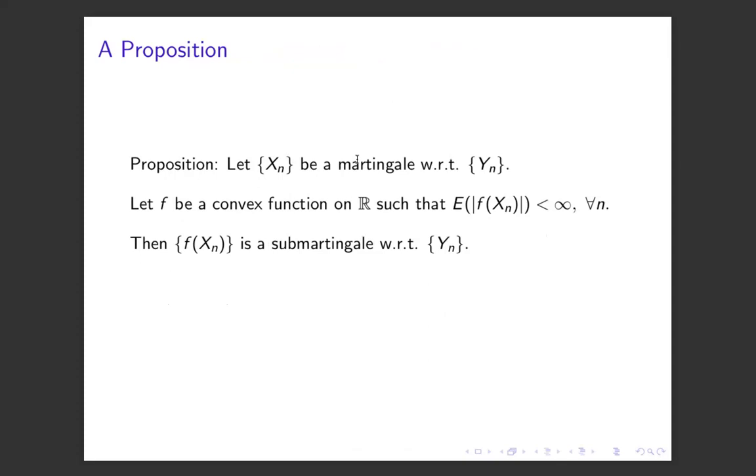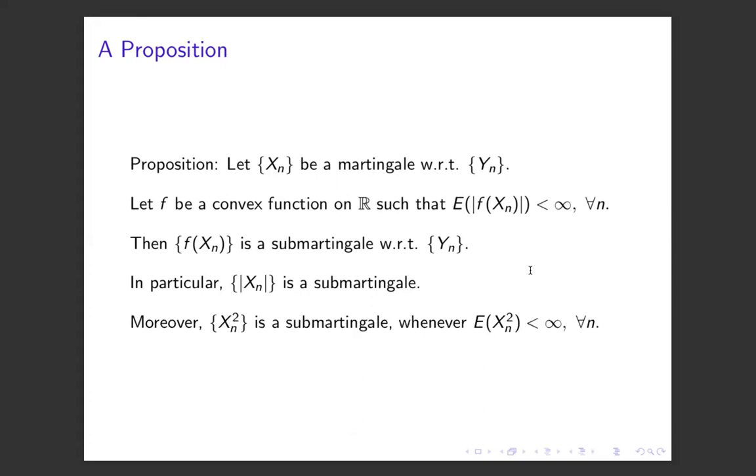Since Xn is given to be a martingale with respect to Yn, for every fixed n, Xn is a function of Y0, Y1 up to Yn. And f of Xn in turn is a function of Xn. Therefore, f of Xn is a function of Y0, Y1 up to Yn for any given n. So the first condition in the definition of submartingale is satisfied. The second is satisfied because we are already given this. So the third thing is what we have to verify.